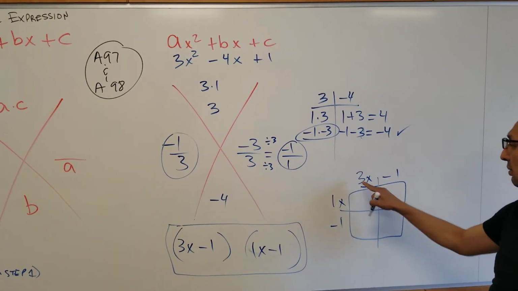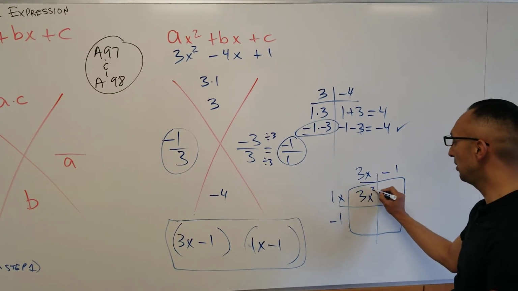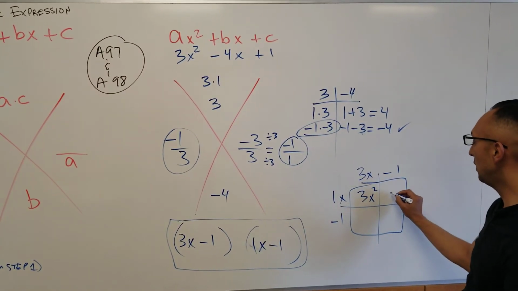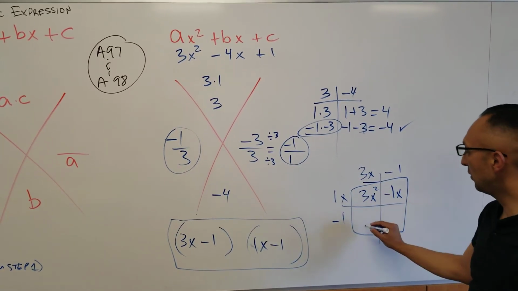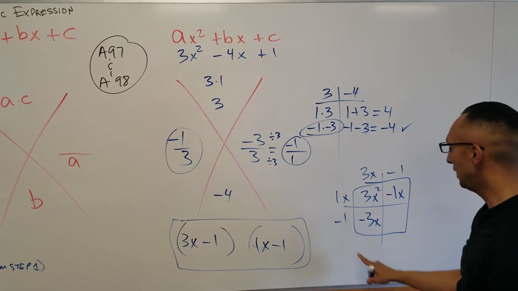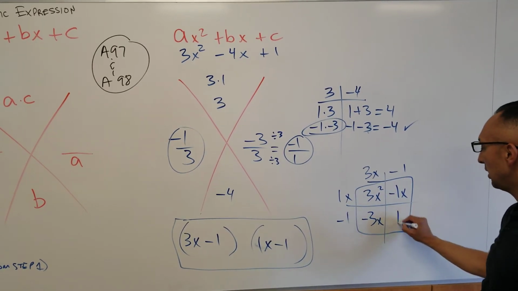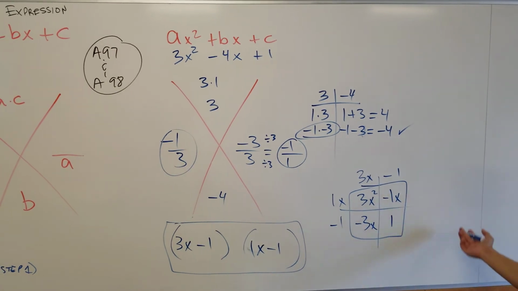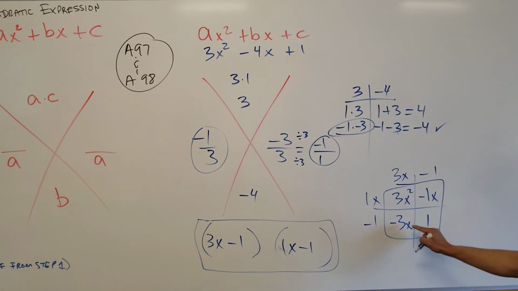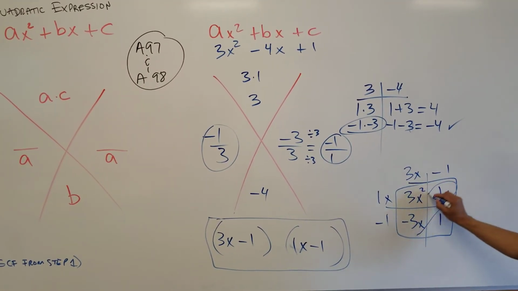So 1x times 3x gives me that 3x squared. 1x times negative 1 gives me the negative 1x. Negative 1 times positive 3x gives me negative 3x. Negative 1 times negative 1 gives me the positive 1. Now, we're not done yet. We have to combine like terms. Is there anything we can combine? Yes, there is. Notice that these two have x's, so we can combine these, right?